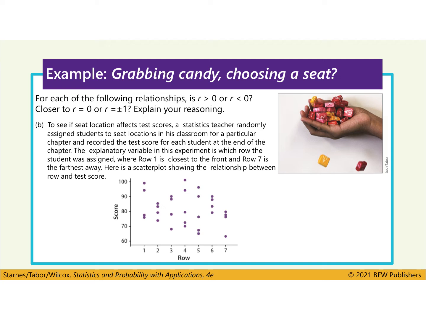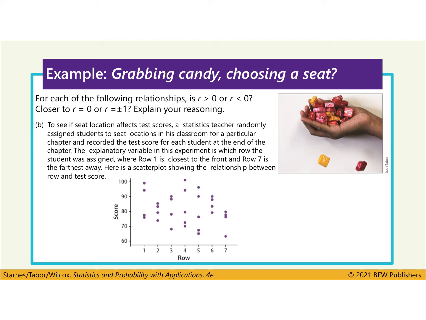Here is another scatter plot. To see if seat location affects test scores, a statistics teacher randomly assigned students to seat location in his classroom for a particular chapter and recorded the test score for each student at the end of the chapter. The explanatory variable in this experiment is which row the student was assigned, where row 1 is the closest to the front and row 7 is the farthest away. Here's a scatter plot showing the relationship between the row and test score. Is the relationship positive or negative?